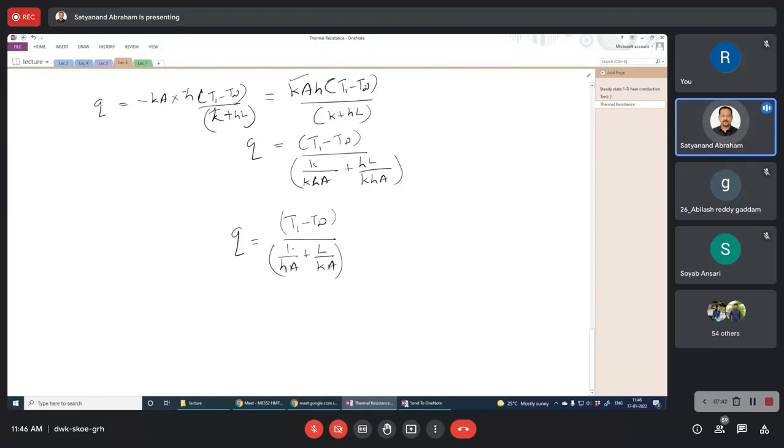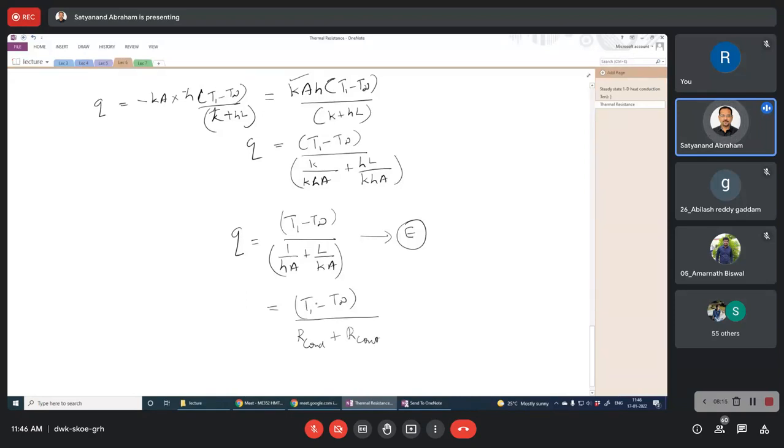But what is 1 by hA? What is 1 by hA? hA is the convective resistance. Yeah, very good. So here we can write divided by R convective plus R conductive. In other sense, if we have to write in order, we can say R conductive plus R convective.